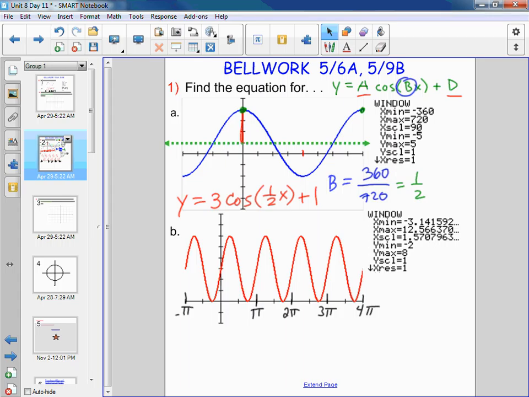Okay, so let's go ahead and go back. Raise your hand if you had just the amplitude of 3. So I need to know just about amplitude, see how you're doing. Amplitude of 3. Raise your hand if you had center line of 1. Center line of 1, that's good.